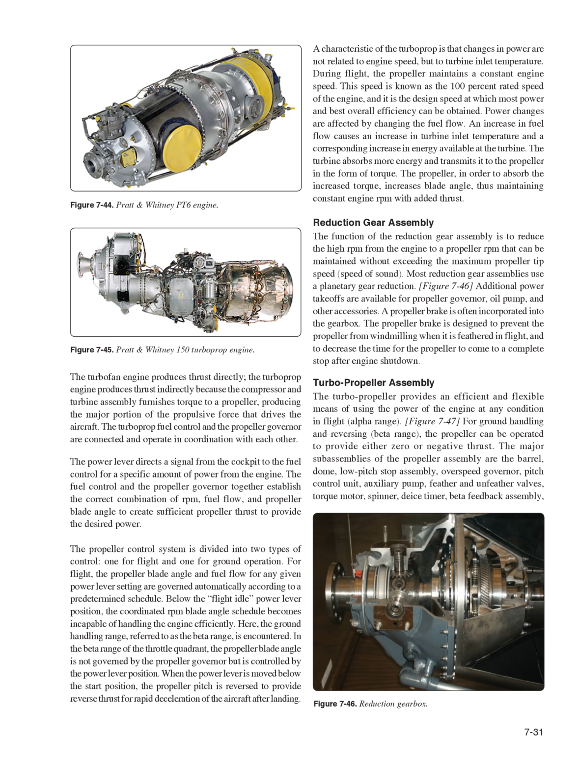Reduction gear assembly. The function of the reduction gear assembly is to reduce the high RPM from the engine to a propeller RPM that can be maintained without exceeding the maximum propeller tip speed, the speed of sound. Most reduction gear assemblies use a planetary gear reduction. Figure 746, additional power takeoffs are available for the propeller governor, oil pump, and other accessories.